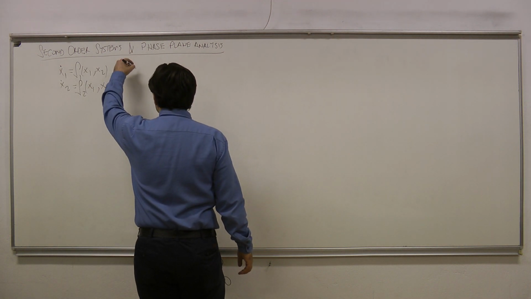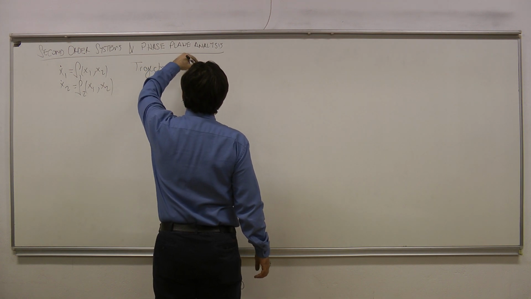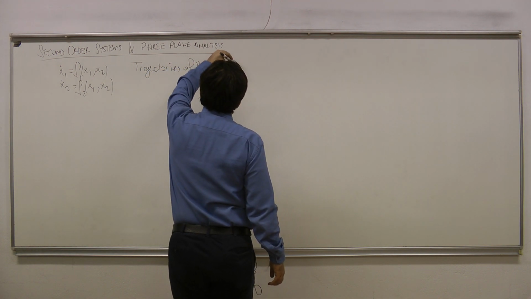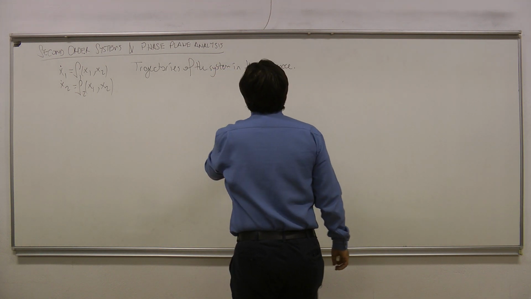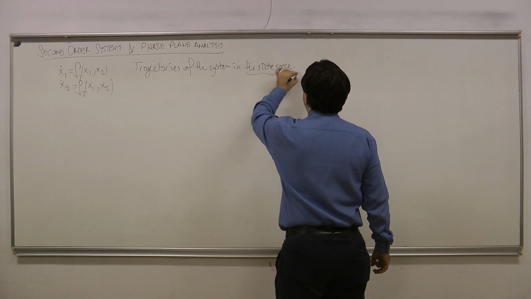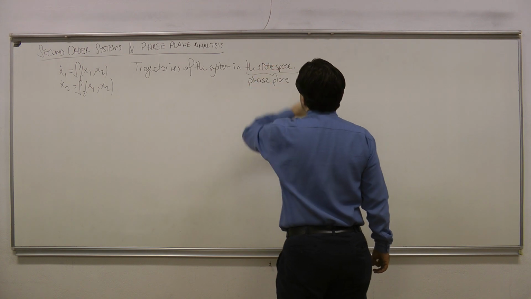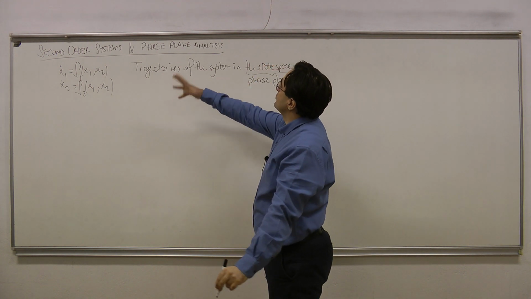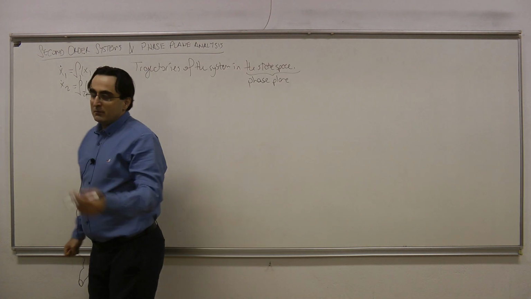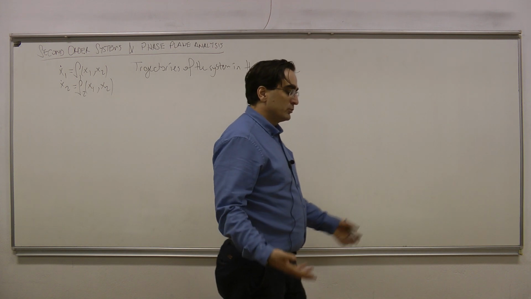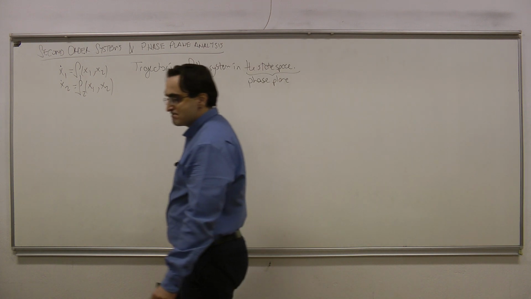So we are interested in the trajectories of the system in the state space. As I told you, the state space in physics is called phase plane. Okay? Then that means that we would like to draw the trajectories of this system in the phase space, and the analysis that we would be making in that case is called phase plane analysis. Okay?